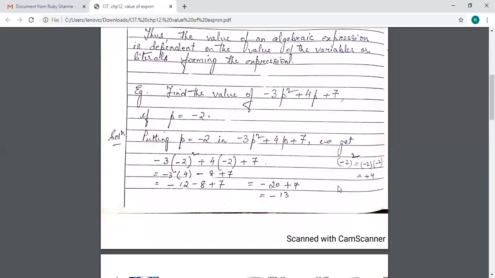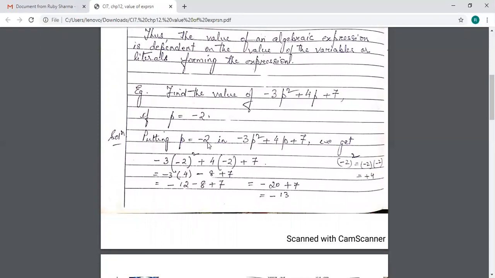Like for example, find the value of minus 3p square plus 4p plus 7. You have to be very careful how you place the value and with the sign. Now you have to find the value of this expression when p is equal to minus 2. So when p is equal to minus 2, it is always better that you put bracket when you put the value. Like for this minus 3p square, what you do is minus 3, the p square. For p, you put minus 2 within bracket, it is square.